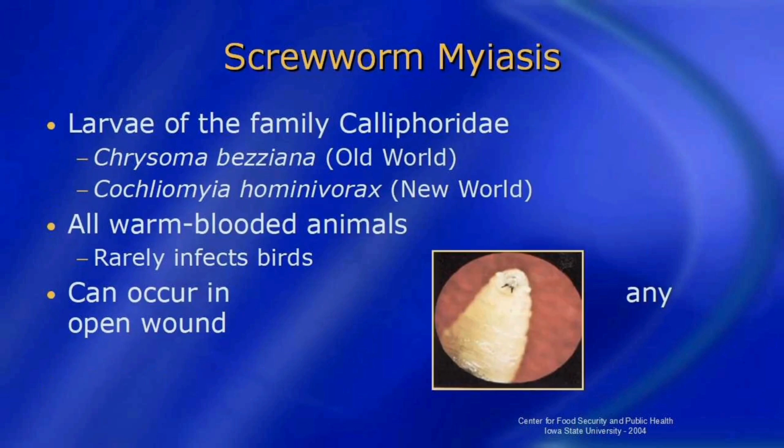myiasis is suspected. Screwworm myiasis is caused by the larva of family Calliphoridae, Chrysomya bezziana, or Old World screwworm, and the Cochliomyia hominivorax, New World screwworm. The New World screwworm is found only in the Western Hemisphere, particularly in the tropical regions, while the Old World screwworm is only in the Eastern Hemisphere. Any warm-blooded animal, including humans, is susceptible to the infestation. However, screwworm myiasis is rarely seen in birds. Any open wound can become infested and is often characterized by a foul-smelling exudate and presence of larvae within the tissue.